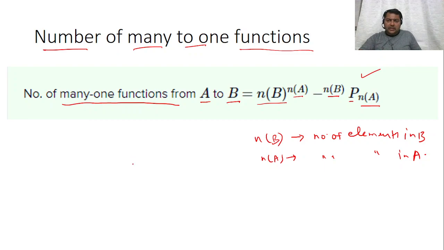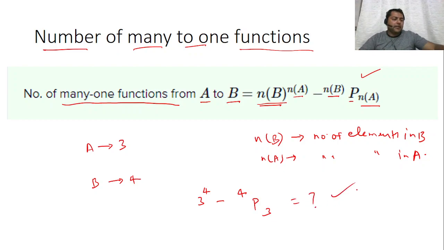So these are the formulas. Obviously functions will be given, so you just have to count the number of elements and put in the formulas. For example, if one has 3 and the other has 4 elements, then this will become 3 power 4 minus 4P3. Simple. Just solve the calculation and get the answer.